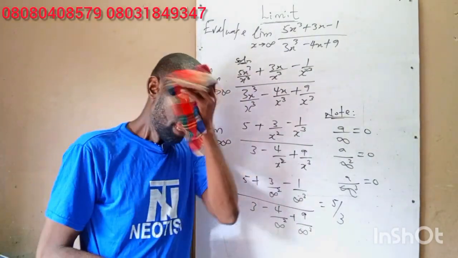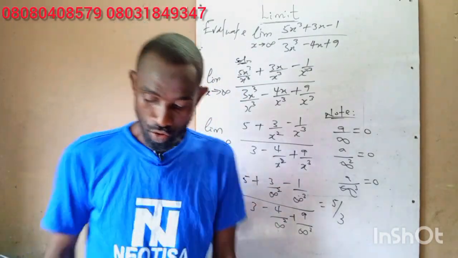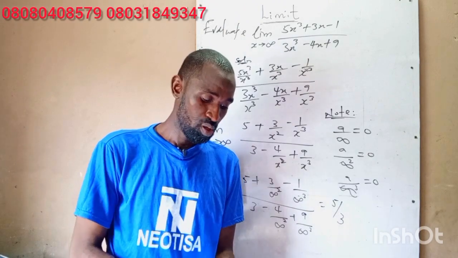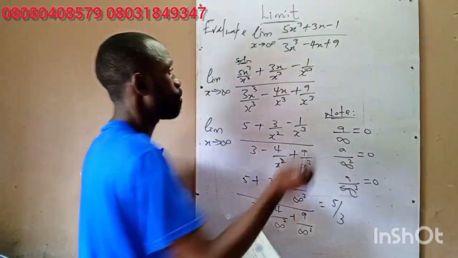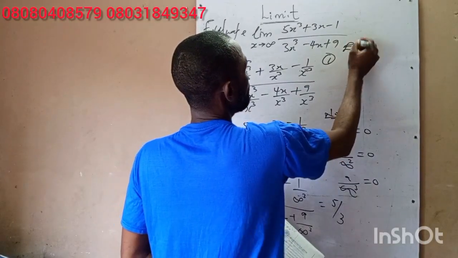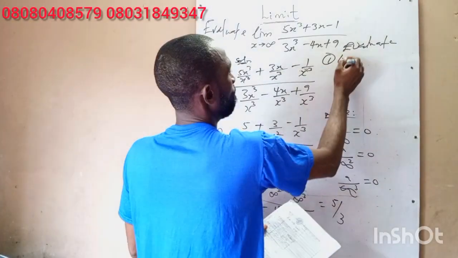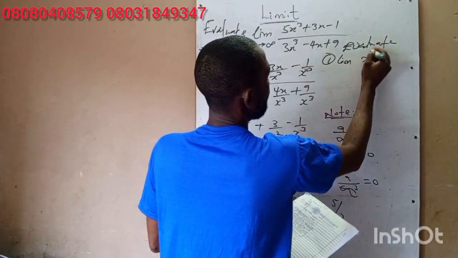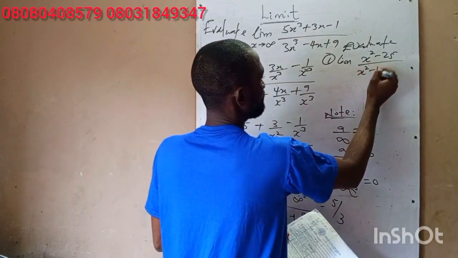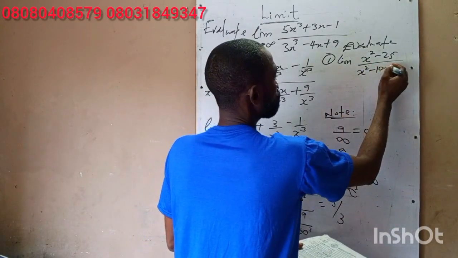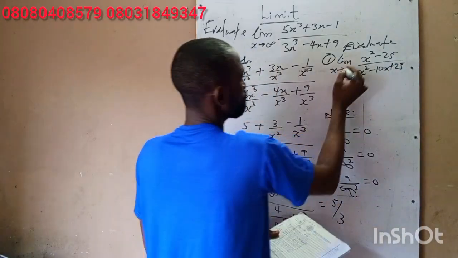So class, let me now give us some questions to solve. You can drop your answer in the comment section below. We have just 3 questions I want to give. I'm going to evaluate the limit of all these. The first one: the limit of x squared minus 25 all over x squared minus 10x plus 25, as x tends to 5.